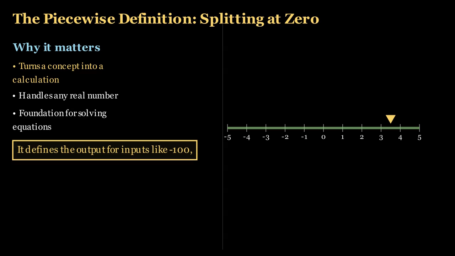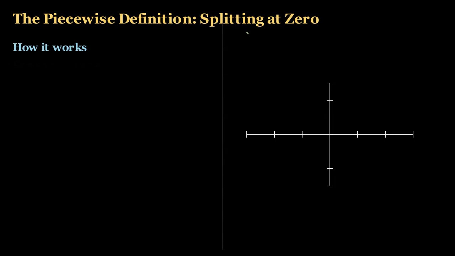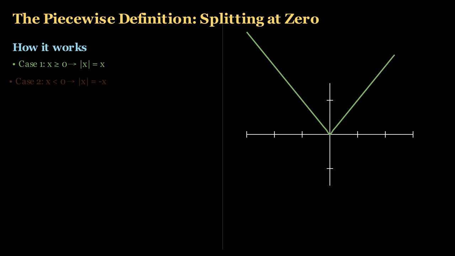Now, look at the left side. A number like -4 is 4 units from 0. How do we get positive 4 from -4? We multiply by -1, which we write as a minus sign in front. So for x less than 0, the absolute value is -x.